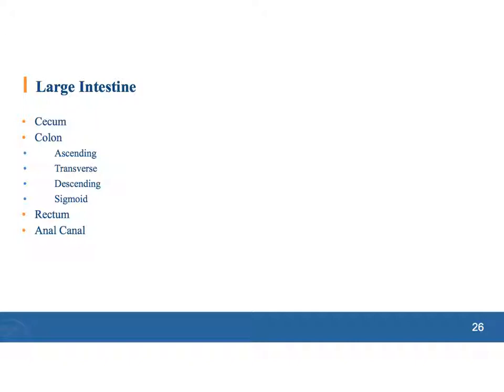Once we make it to the rectum, we have internal and external anal sphincters at the terminus of the rectum, which controls the flow of fecal material leaving the body.